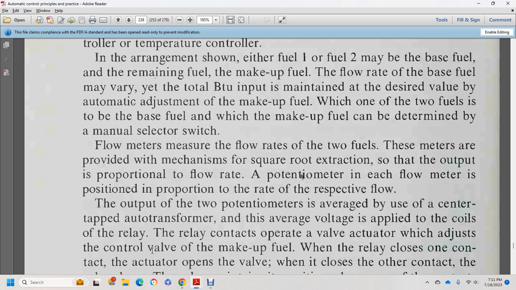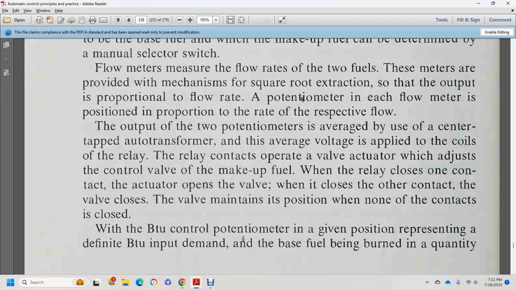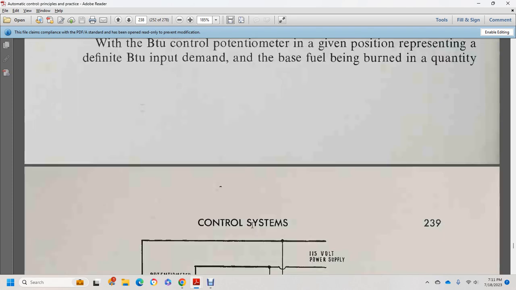The relay contact operates the valve actuator, adjusting the control valve to make up the fuel. When the relay closes one contact, the actuator opens the valve; when it closes the other contact, the valve closes. The valve maintains its position when none of the contacts is closed. The BTU control potentiometer is given the position representing the desired BTU input demand, while the base fuel being burned is less in quantity.